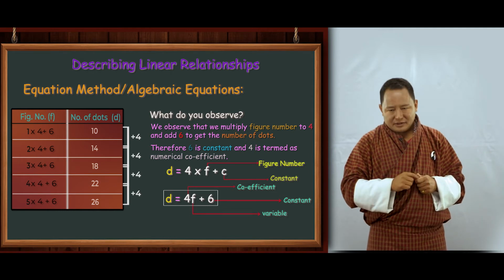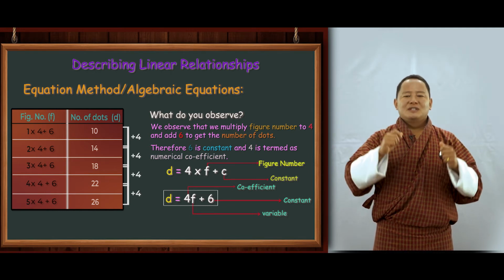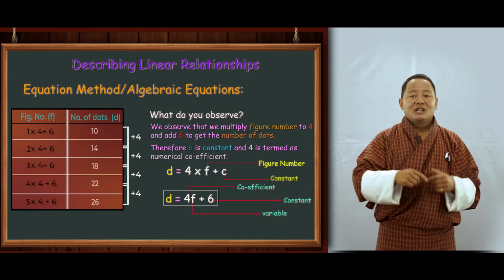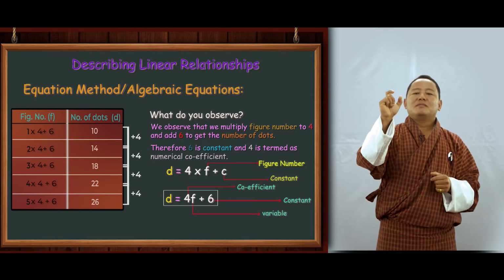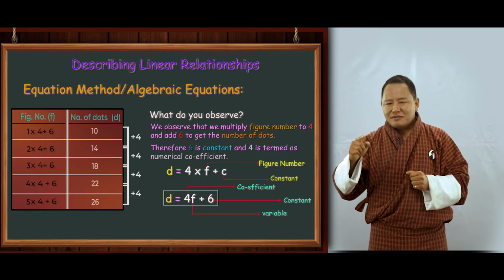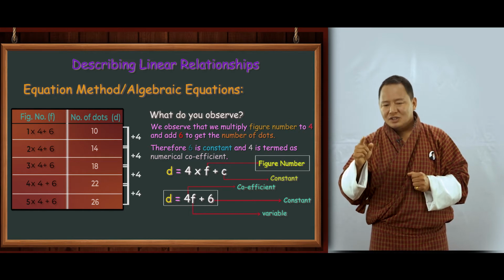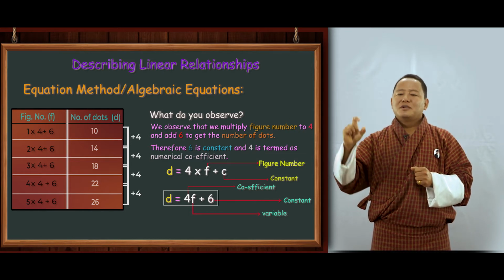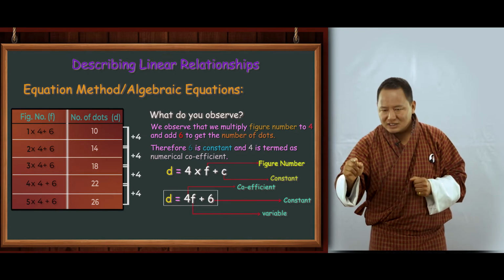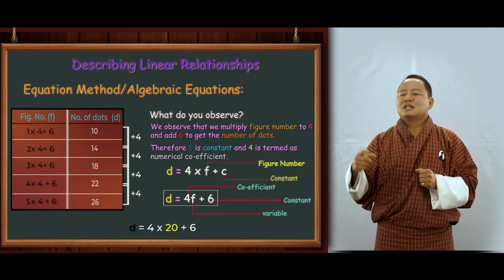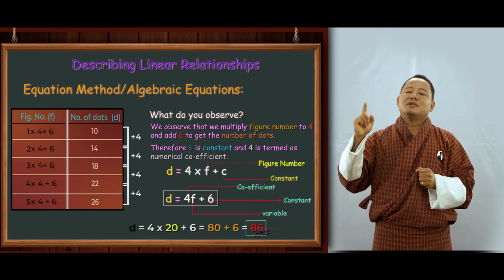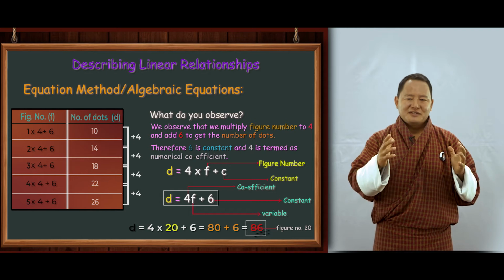Now if I give you one example, if somebody asks you to calculate the number of dots in the 20th figure, or in figure number 20, how many dots are there? Then we can simply make use of this equation: d equals 4f plus 6. So f represents the figure number, right? We are to calculate the number of dots in the 20th figure. So instead of f, we can substitute 20, and after simplification we get 86. Which means there will be 86 dots in figure number 20. I hope I'm making some sense.